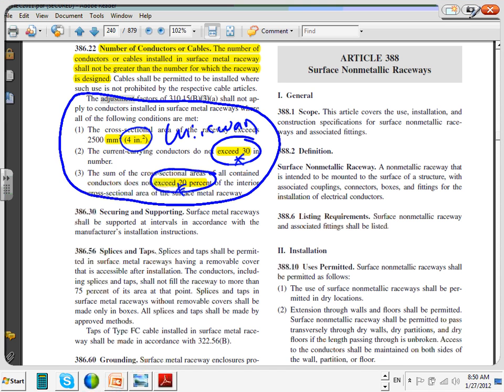Does that 20% only apply to the derating? Yes. If you do not want to derate, limit the fill to 20%, the cross-section area of the raceway to more than 4 square inches, and the number of conductors to 30 or less. If you alter any one of these three things, then you have to derate. Otherwise you can put as many conductors as you want.